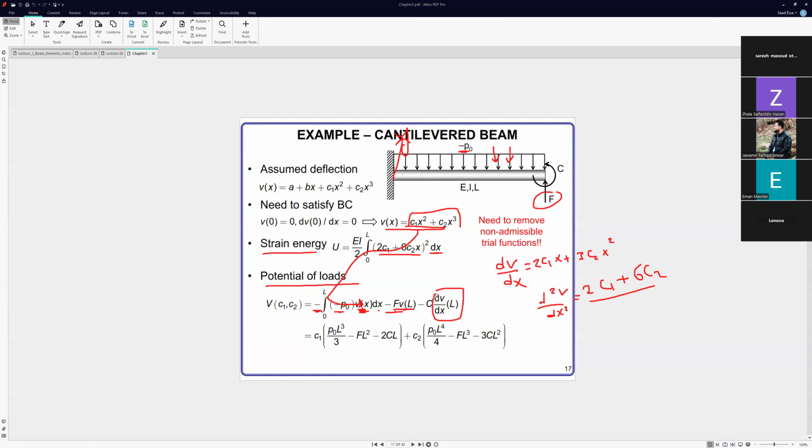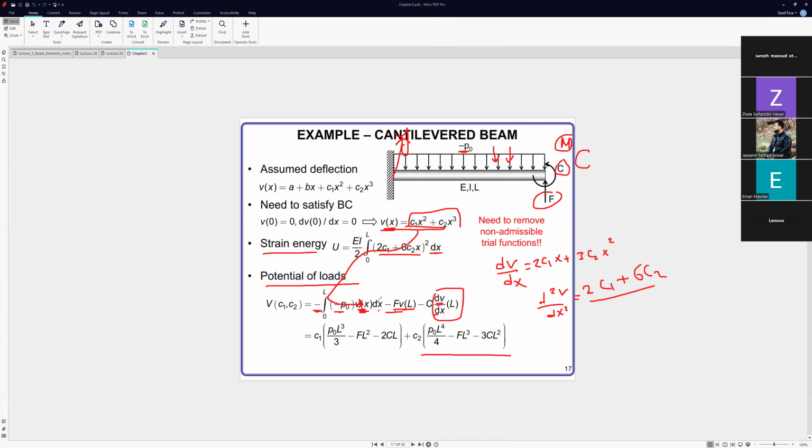So minus C, this C is the moment. You can change this C as, for example, making M or another value, C capital. This capital is a moment times dv over dx at L, it's not constant, making this derivative 2C1x plus 3C2x squared, and substitute instead x is equal to L, you can find this one, okay? So this is the potential energy.